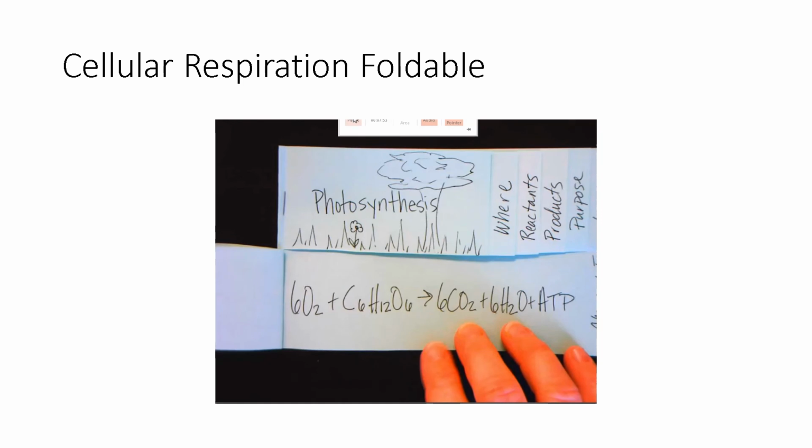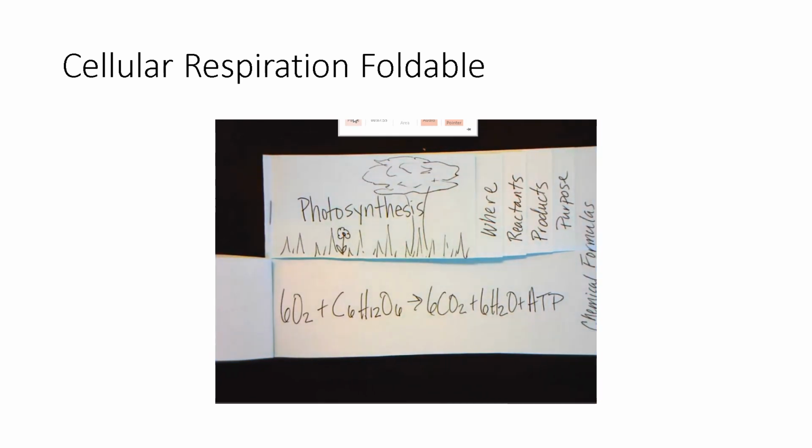Okay, so there's the equation. 6O2 plus C6H12O6, which is what? Glucose. Yields 6CO2, carbon dioxide, plus 6H2O, water, plus ATP.